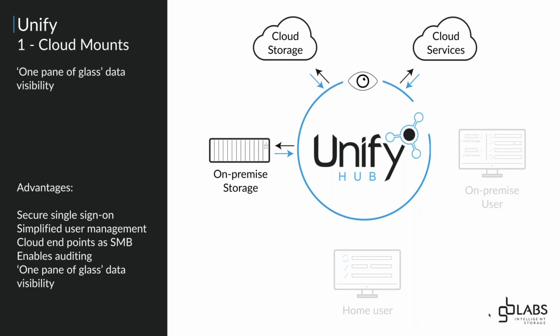The last part of the first pillar is the one pane of glass data visibility. Unify Hub is able to see cloud storage endpoints, as many as you like, and it is also able to see its own storage. So you are working in the GUI or working within the file manager, able to see all of your destinations and sources and move data around very easily. So a very powerful interface into a variety of very different storage.